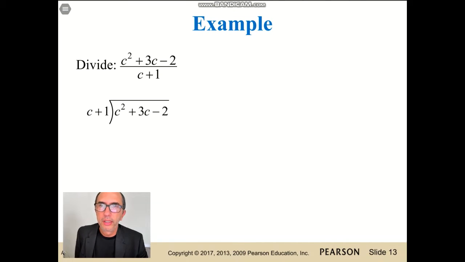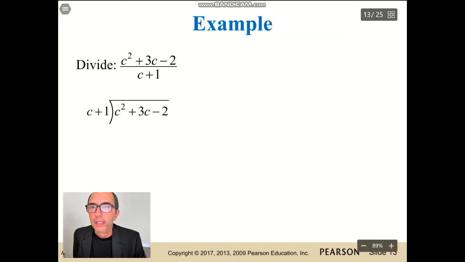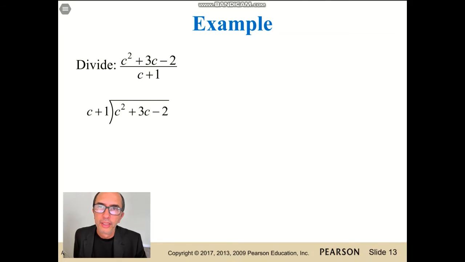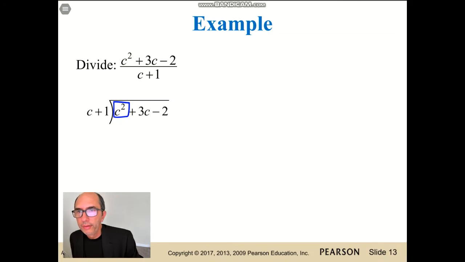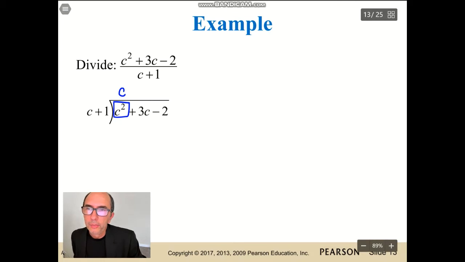And now we have here, in the form of a fraction, c squared plus 3c minus 2 over c plus 1. And we write down in the long division form, like this. So the first step here is going to be to divide c squared by c. Then we have, as a result, c. Then multiply by the whole thing. C squared plus c.